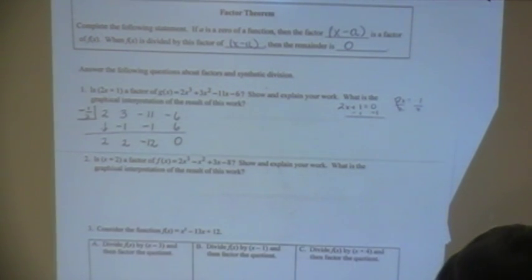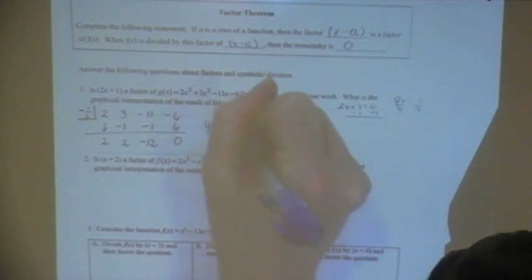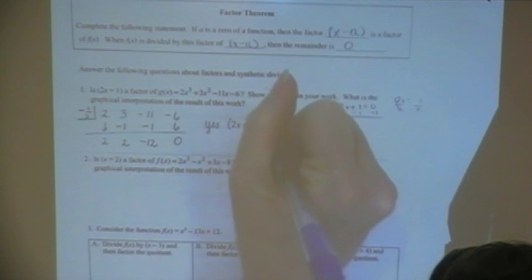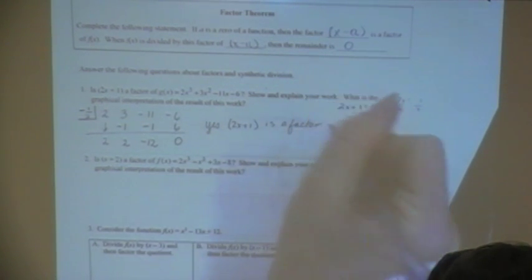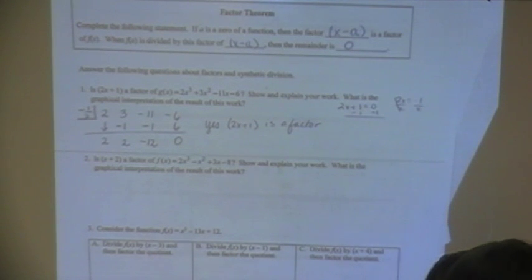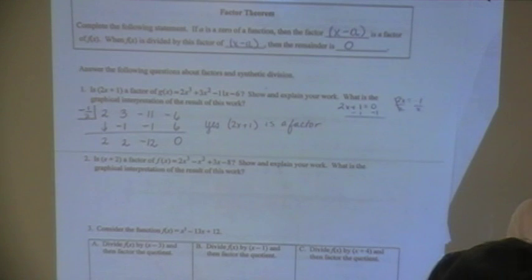So I got a remainder of 0, so yes, 2x plus 1 is a factor. So it asks, what is the graphical interpretation? So what does that mean? There's a point on the x-axis. Exactly.